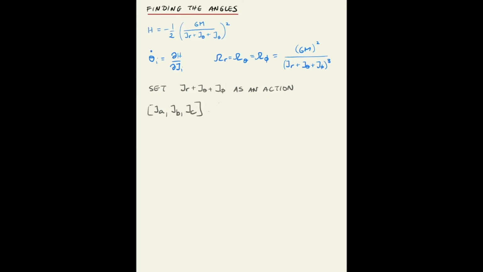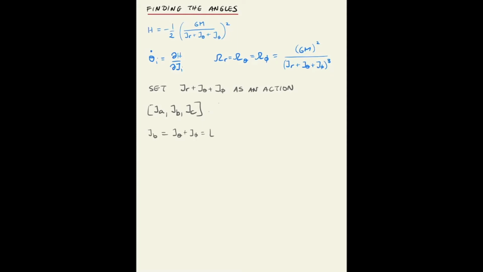So we don't know yet what these new actions J_A, J_B, and J_C are, but we have a few choices for them. We know that one of them is the sum of the actions. And we know also that J_theta + J_phi is the angular momentum. And the angular momentum is constant, so let's use that also as an action. So these are our choices here. One of these actions here is L, and the other one is J_r + L. So let's see how we can do this.